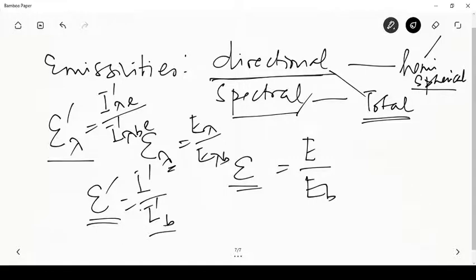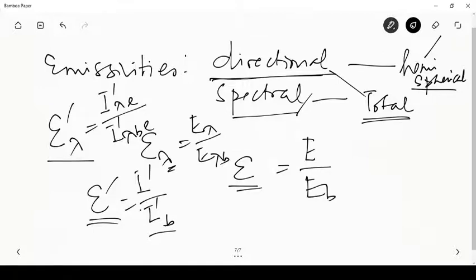So these are the basic definitions of emissivity. You can have 4 different categories of definition: directional spectral, which is the most fundamental, then directional total, which is integrated over the spectrum, and hemispherical spectral, which is integrated over the hemisphere, and hemispherical total, which is integrated over both the hemisphere and the spectrum.